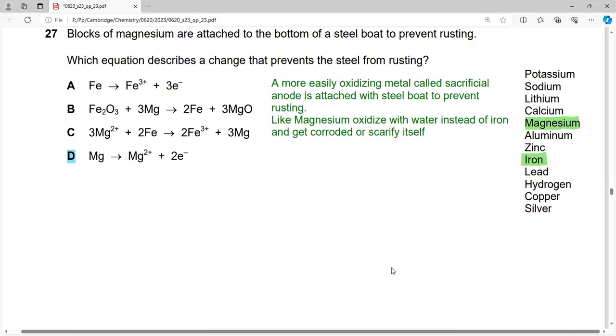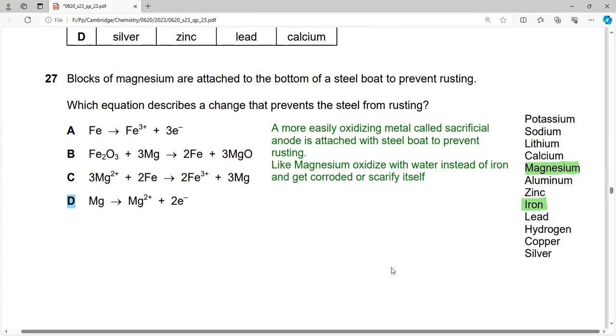We're going to proceed to question number 27. Blocks of magnesium are attached to the bottom of a steel boat to prevent rusting. Which equation describes the change that prevents the steel from rusting? In this phenomenon, a more easily oxidizing metal is called a sacrificial metal. It's attached to the steel boat, so it should be more easily oxidized as compared to the metal present in the body of the boat.